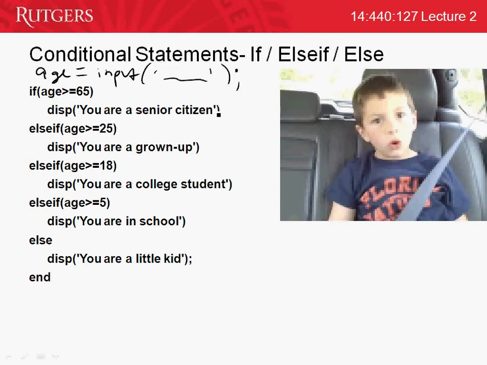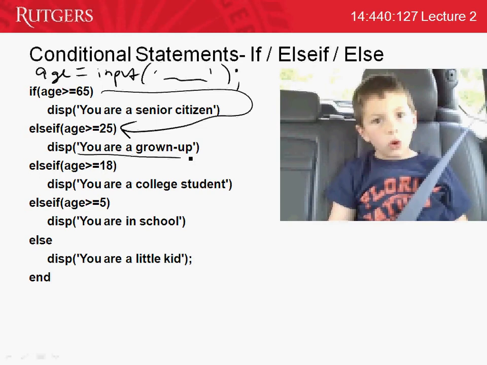If they're not over 65, we would go to this next condition and say, is this true now? So we know if we get to this next condition, they can't be over 65. If they were over 65, the first condition would have been true. So now we would get to the second condition and say, okay, well, they're not over 65. Are they at least 25? If so, it'll display you're a grown-up.